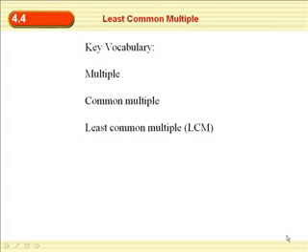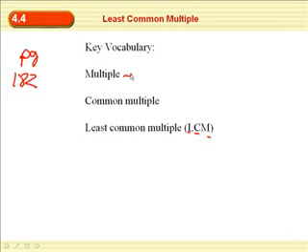7th grade math. This is 4.4 in your book, least common multiple. And it's kind of the same, you know, with the 3 letters like greatest common factor. We're going to talk about how this is different than that. I mean, obviously they're different words. So page 182 in your book.